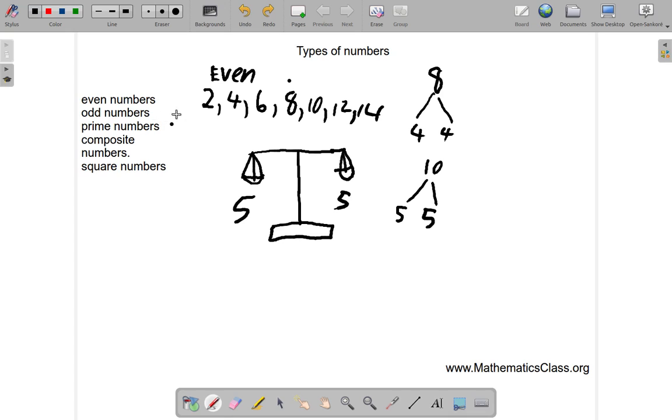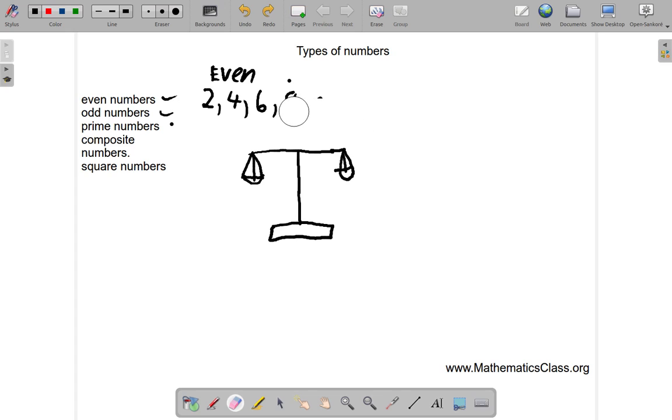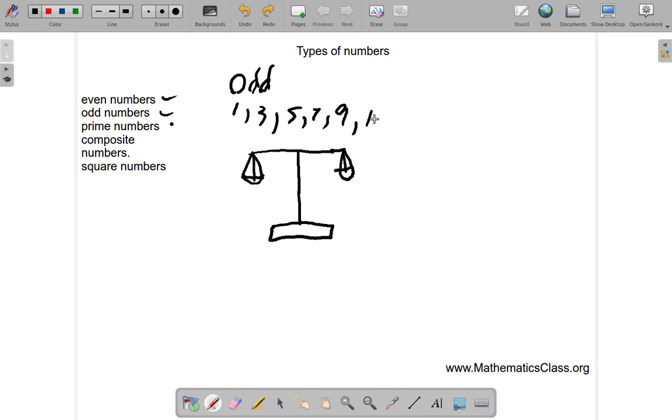What about the odd number now? Let's talk a little about the odd number. With the odd number now, you cannot divide directly by 2 and get 2 equal parts or 2 equal sides. For example, examples of odd numbers would be 1, 3, 5, 7, 9, 11, 13, and so on. Alright?